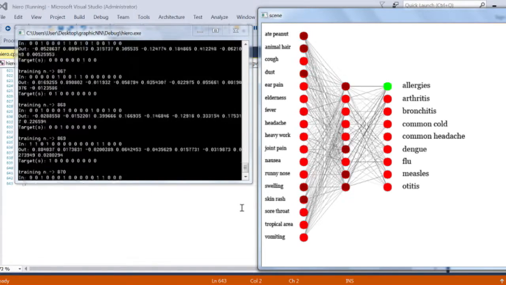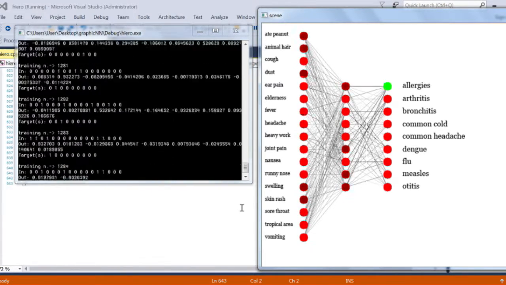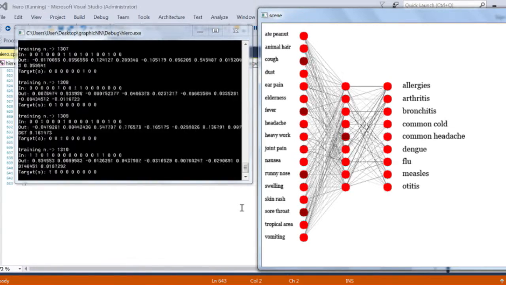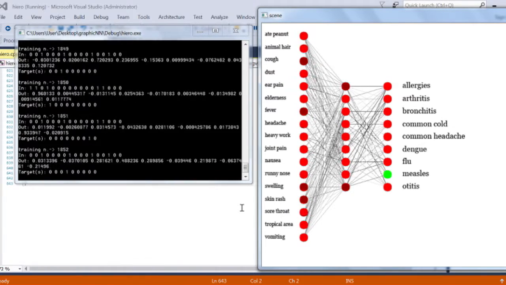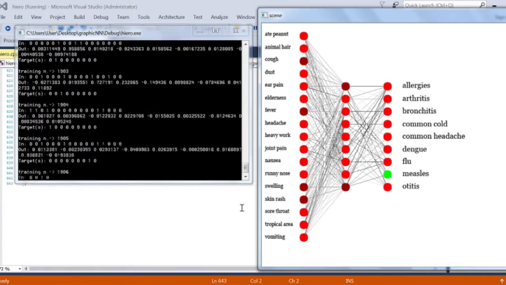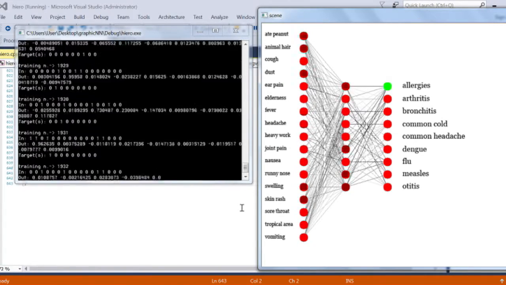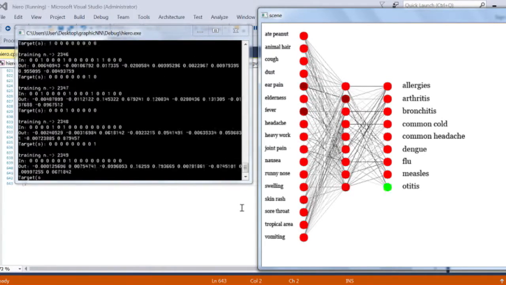Notice that some connections between the neurons are turning darker. As in a biological neural network, during the learning process some connections are becoming stronger and others progressively weaker. It is about to end its training.